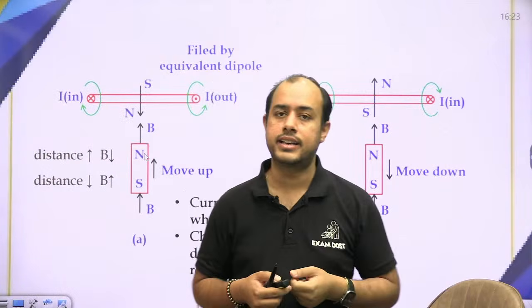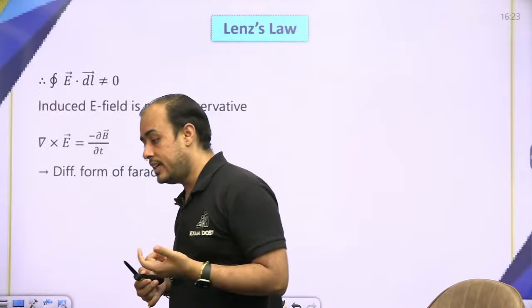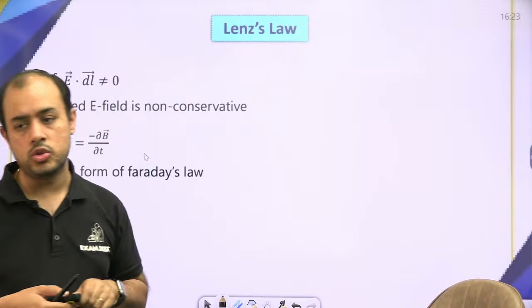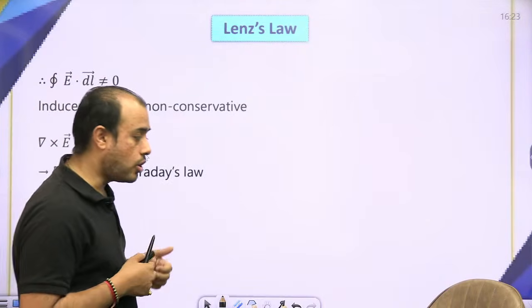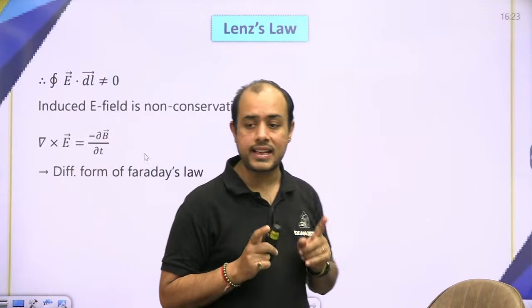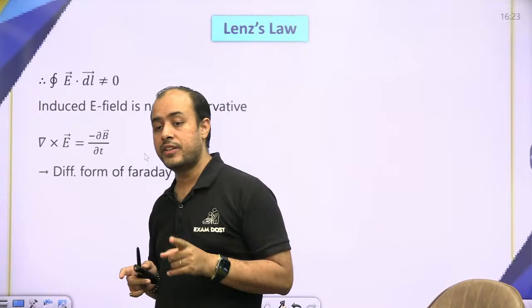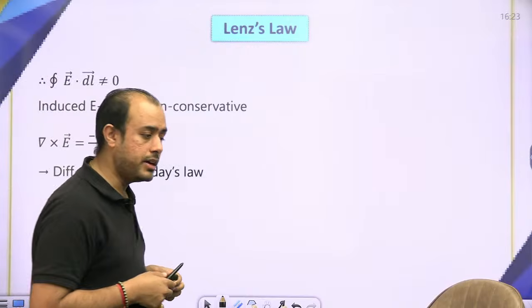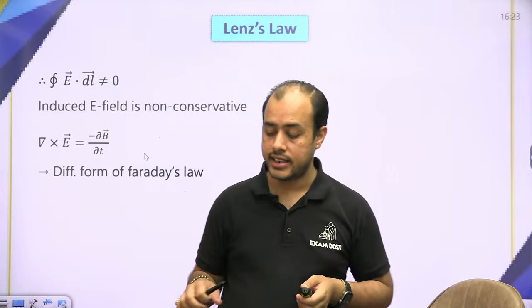If there is an EMF inside a loop, that means the line integration of electric field over a closed loop will be non-zero, because EMF is nothing but, as per EMFT, the line integration of electric field. EMF जो होता है इलेक्ट्रिक फील्ड का लाइन इंटीग्रल है.